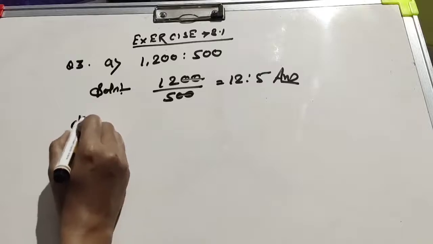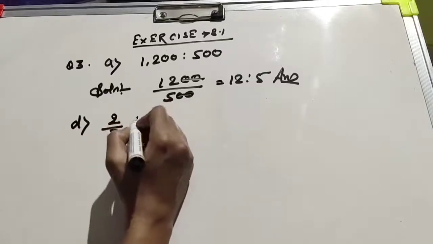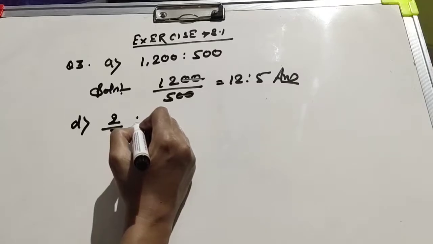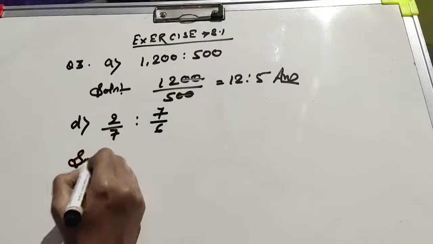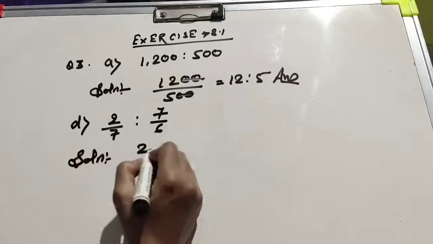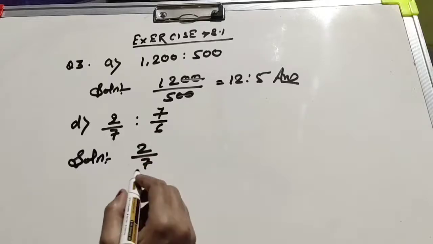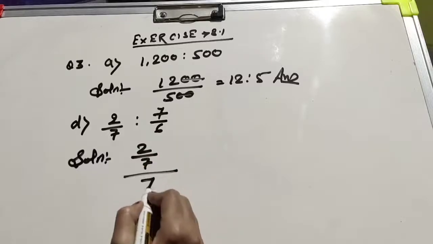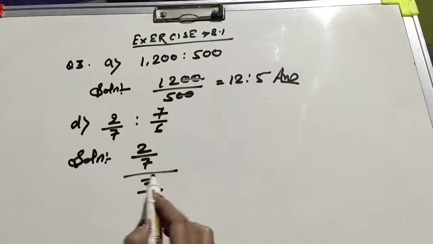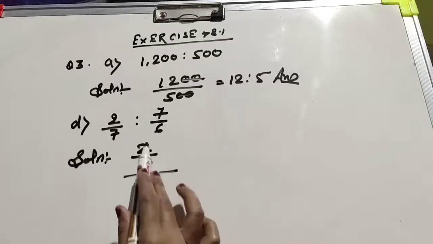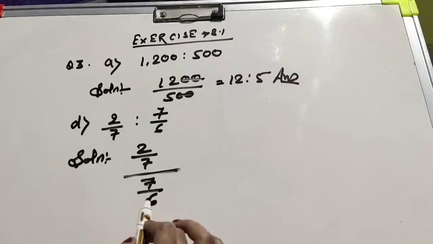One more question, question number D. 2 by 7 is equal, ratio 7 by 6. Solution: 2 by 7, ratio is given, you just write down 7 by 6. Because it is given the ratio, you have to write in the fraction way. So 2 by 7, underline, 7 by 6.